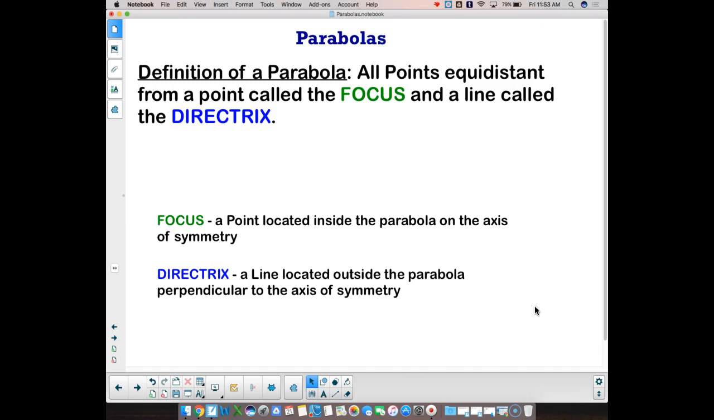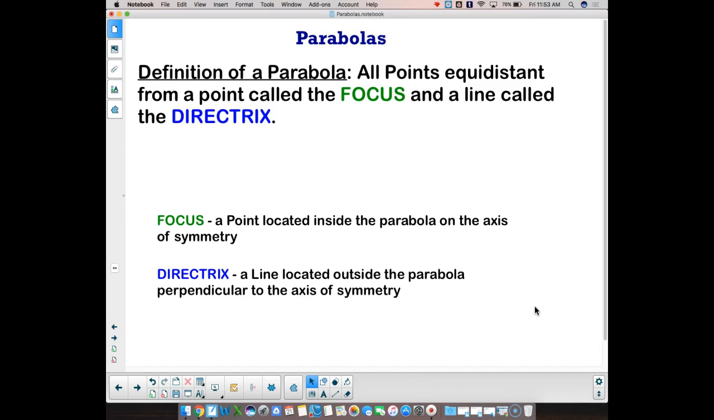Your focus will always be inside your parabola. Your directrix will always be outside your parabola. So the focus is a point located inside the parabola on the axis of symmetry. The directrix is a line located outside the parabola, and it's perpendicular to your axis of symmetry.